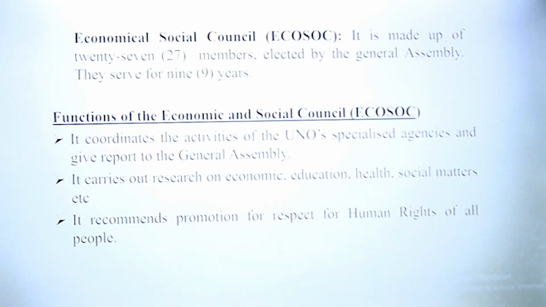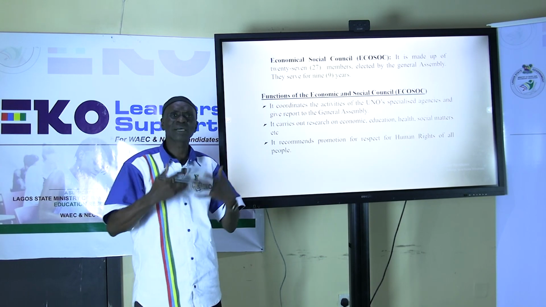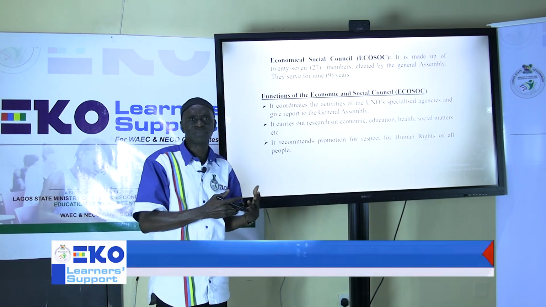What are the functions of the Economic and Social Council? Number one is to coordinate the activities of the UNO specialized agencies and give reports to the General Assembly. In another discussion for another day, we may have to talk about specialized agencies of the UNO. Some of them, we are familiar with the names. Some of them, we might have been hearing, some we may not have heard before.